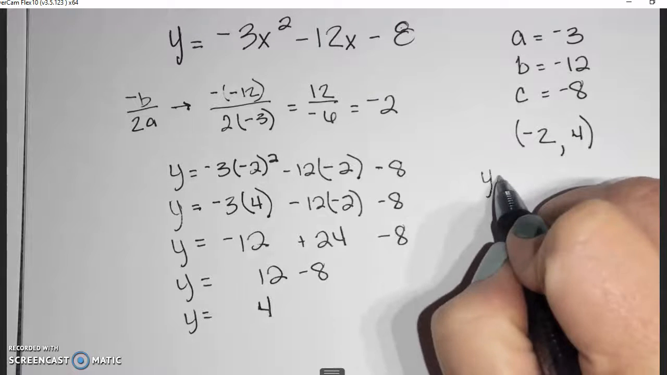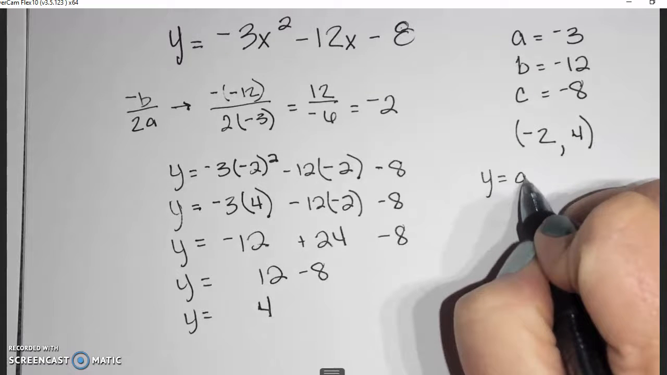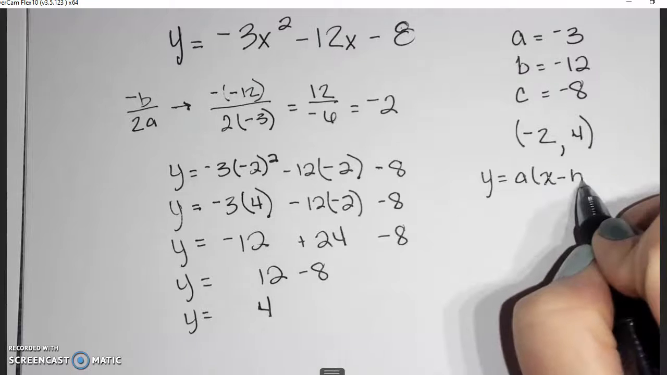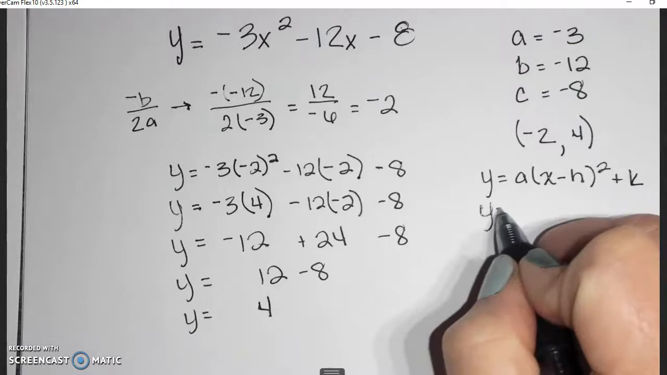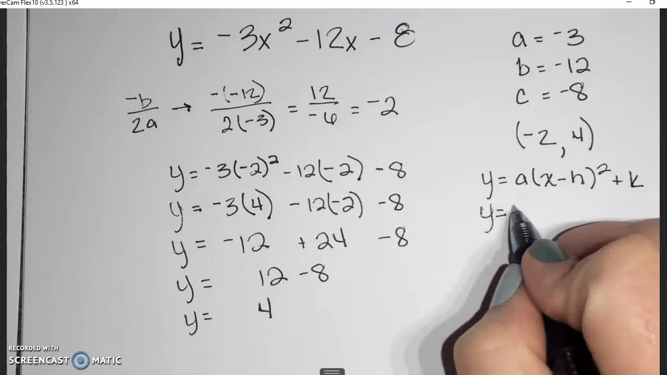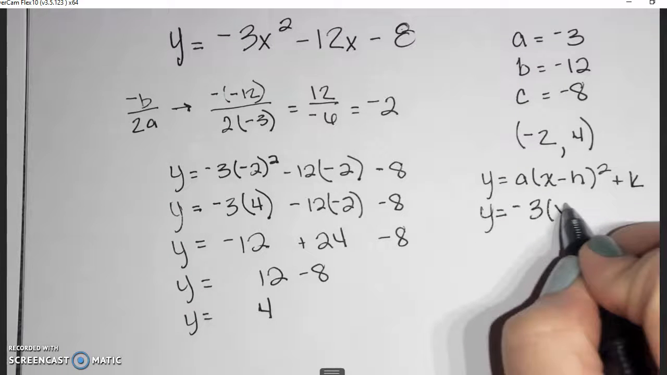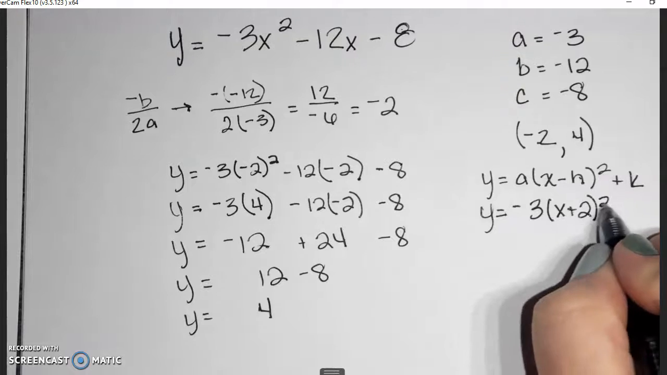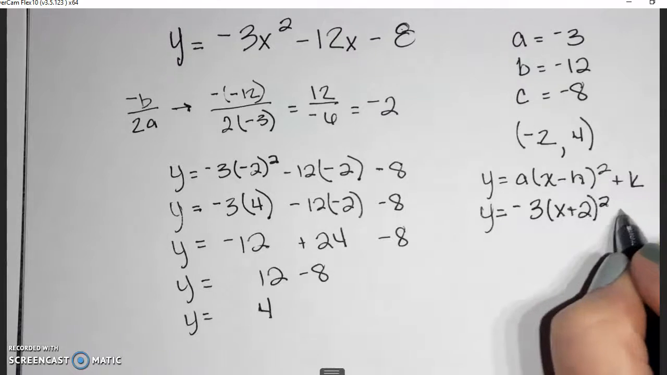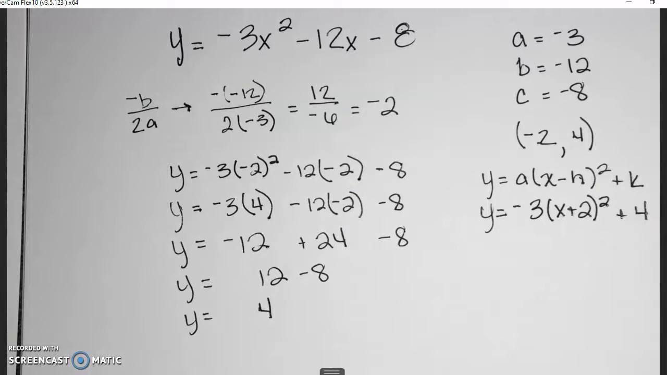Vertex form, y equals a times (x minus h) squared plus k. What's my a? Opposite of this. And then what's my k? And that's the final answer. Okay, let's do one more.